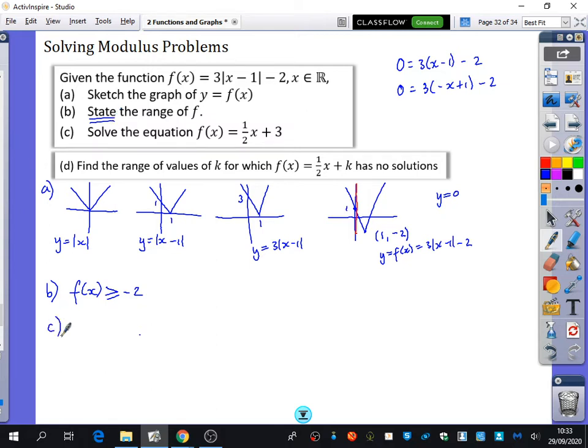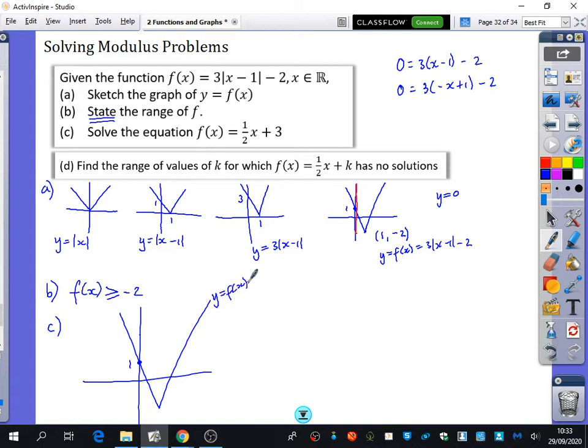And then part C of the question says, solve the equation f of x equals a half x plus 3. So a half x plus 3. I'm actually going to draw this graph out again because I think it's going to need to be a little bit bigger for me to see what's happening. So this is 1 here, and that's my y equals f of x.